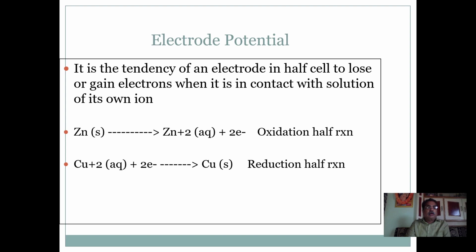While in the copper electrode, copper ion accepts electrons, producing copper atom. This shows that the copper rod has a tendency to accept electrons. That is, it undergoes a reduction reaction.